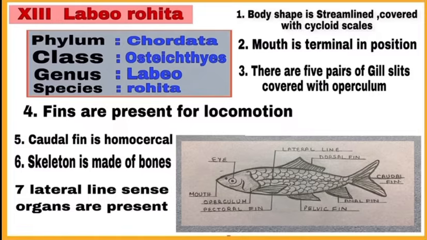Next, Labeo. It belongs to phylum Chordata and class Osteichthyes. See its features. Number 1, body shape is streamlined and it is covered with cycloid scales. Mouth is terminal in position and there are 5 pairs of gill slits which are covered with operculum. Fins are present for locomotion. Caudal fin is homocercal. Homocercal means 2 lobes of equal proportion are present in caudal fin. Next, skeleton is made of bones, and next, lateral line sense organs are present in Labeo rohita.